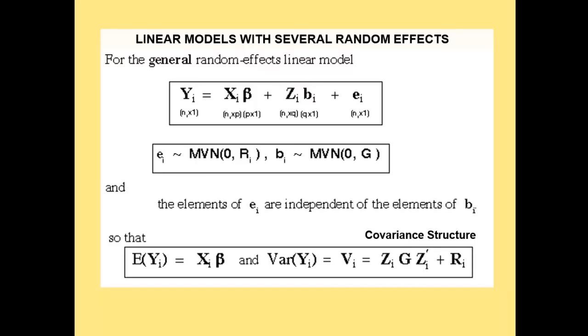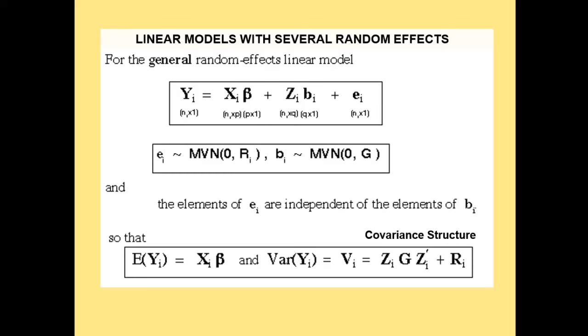The beta represents the fixed effects. The bi represents the random effects in the model. The e represents the error term, and then there's an R matrix and a G matrix, which you have to make a decision about. The R matrix describes the covariance structure, which can be converted to a correlation structure. You remember you can go from a covariance to a correlation structure or the other way around. The R represents the covariance structure for the error term, and the G represents the covariance structure for the random effects term.